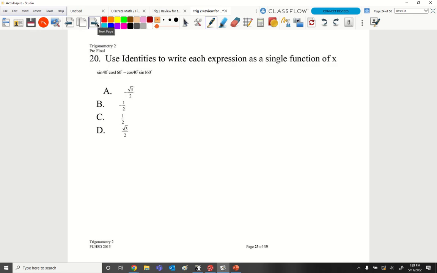Number 20. Okay. What do you think I should do? Oh, look for the identity. It is an identity, but let's see if I can do the identity by hand before you actually plug it in the calculator. So sine, cosine makes it the sine of 40 minus 160. So sine of negative 120. So that's going to give me negative radical 3 over 2.